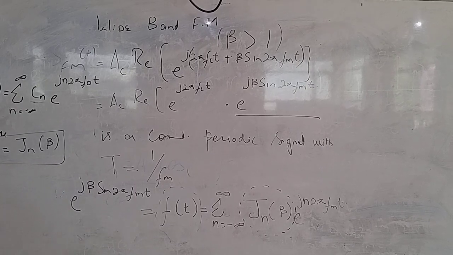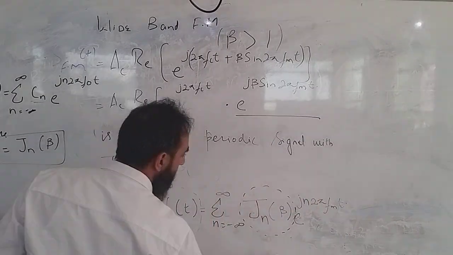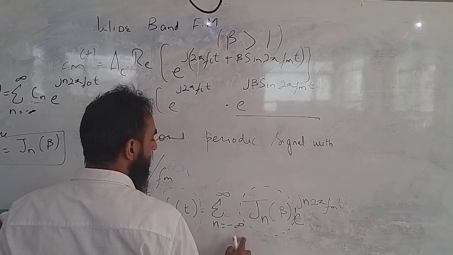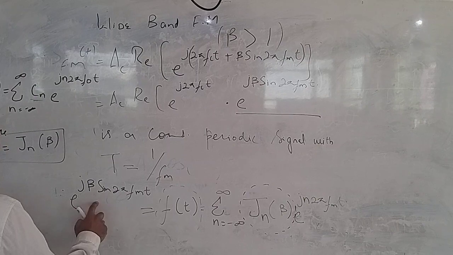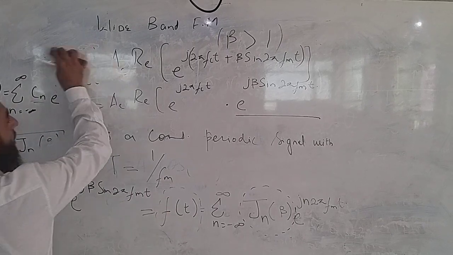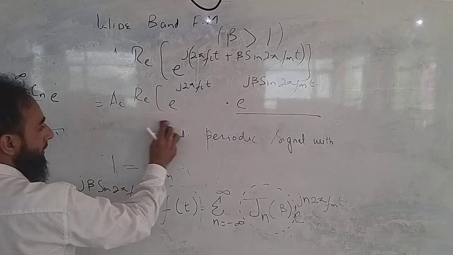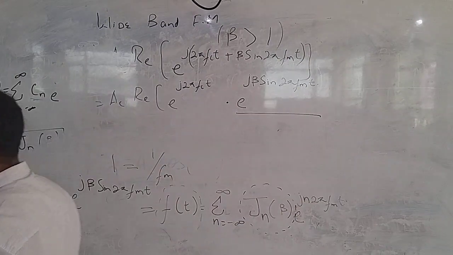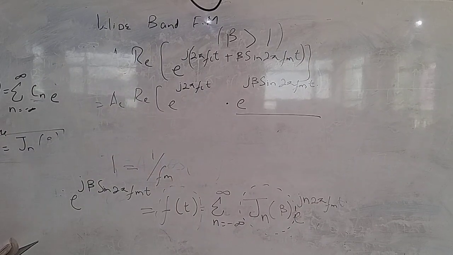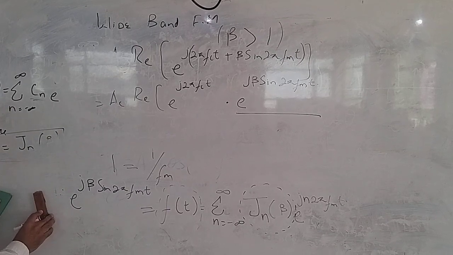अब आप इस चीज को substitute कीजिए कहाँ पे? जनरल एक्सप्रेशन में. Put this value of e raised to j beta sine 2 pi Fm t in the general expression. Shall I erase this? Can I erase this? Yes or no? Yes, sir.